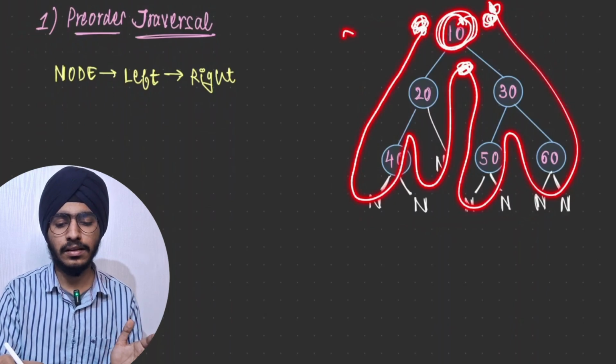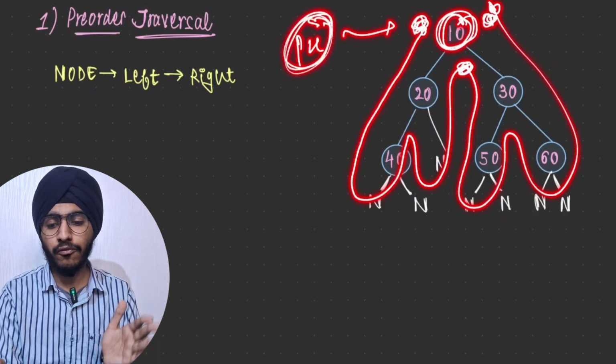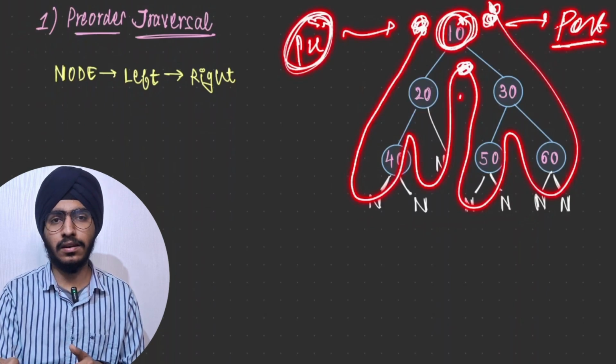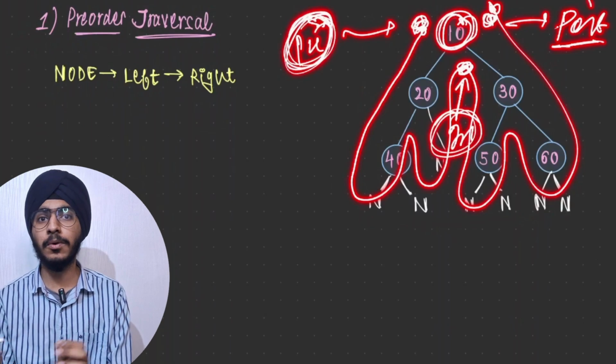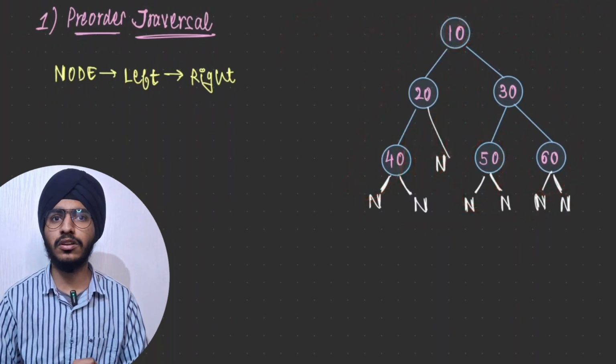This is called pre, that is before starting the traversal. And after completing the traversal at 10, this is post, and in between is in. So these are the 3 points, pre, in and post. You need to understand this because we are going to use this in the traversal. Now let's jump to the PreOrder Traversal.